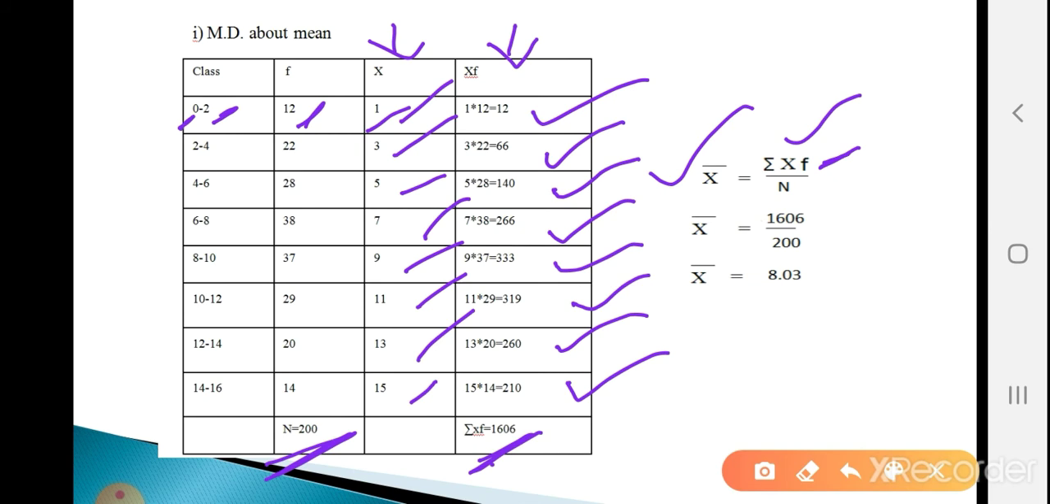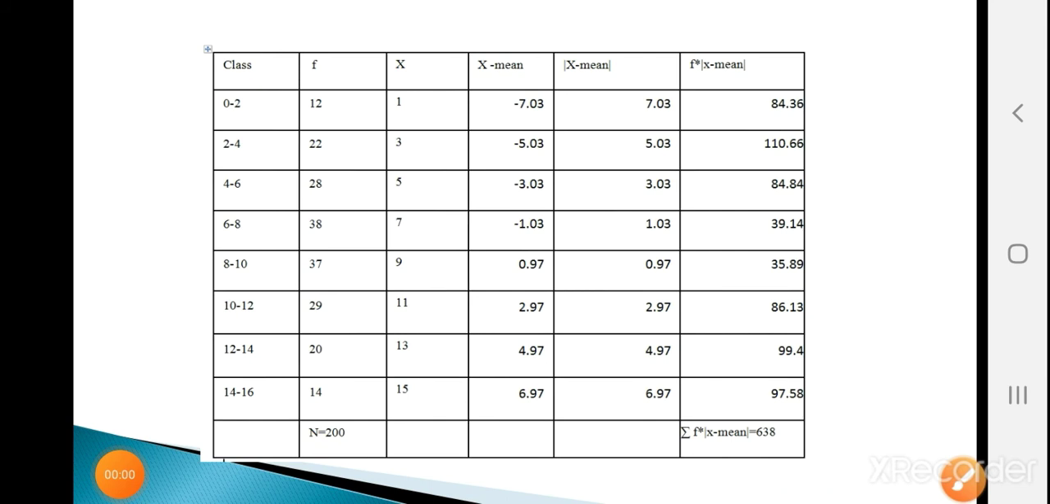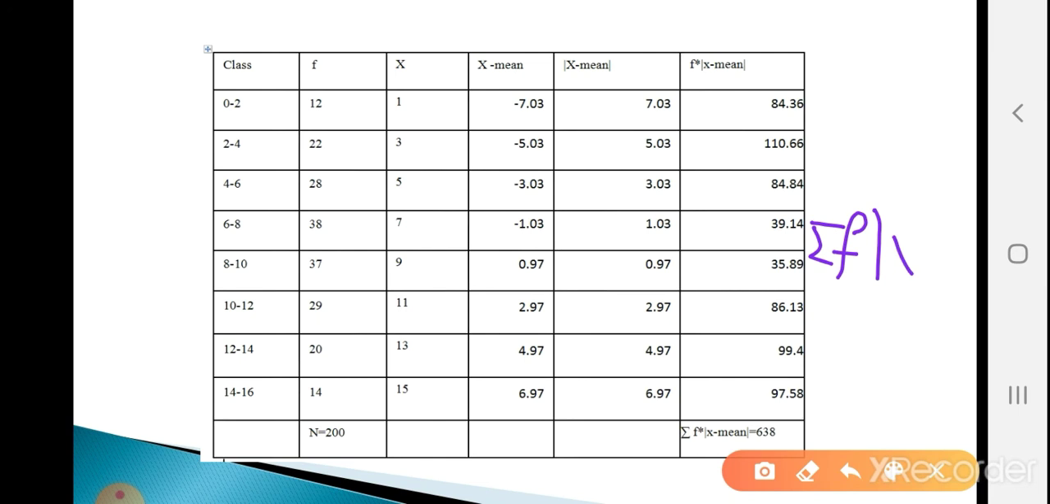Now just plug the values of summation xf and capital N into the formula. So x bar, that is mean, is equal to 1606 divided by 200. So the x bar value is 8.03. What is the formula for calculating the mean deviation about mean? The formula is summation f into mod of x minus mean, M for mean, divided by capital N.